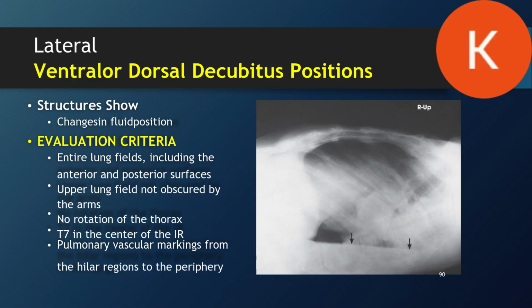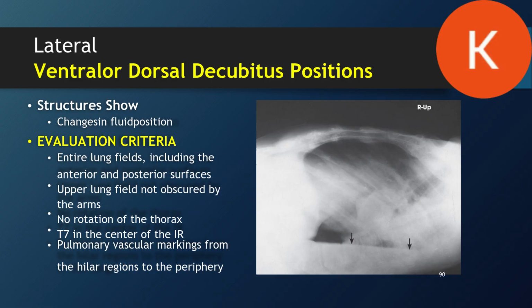All right, what structures are shown in the dorsal or ventral decubitus position? We have changes in fluid position. If you can see in the X-ray, it's marked by this horizontal line here, and the arrows are pointing to it.